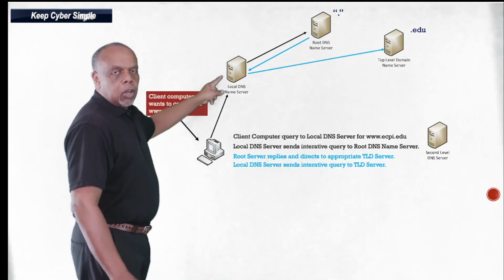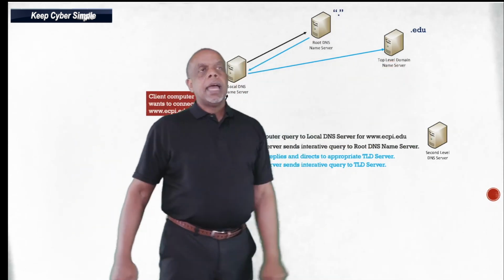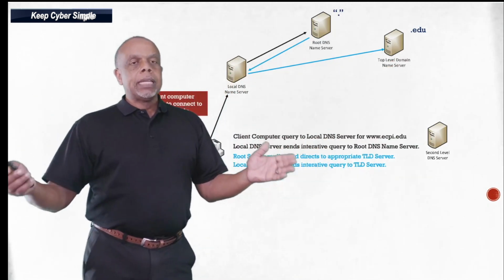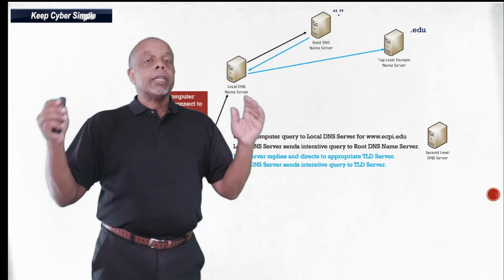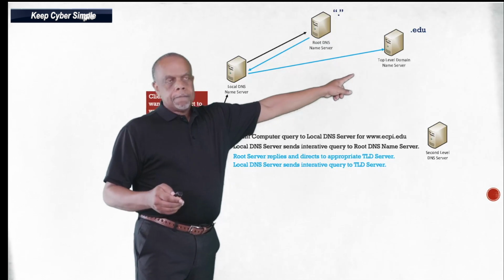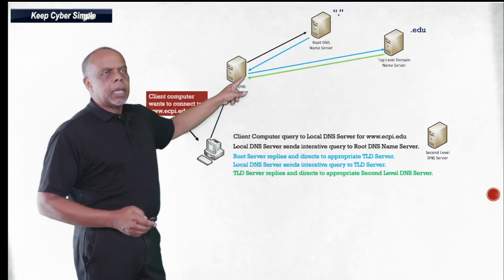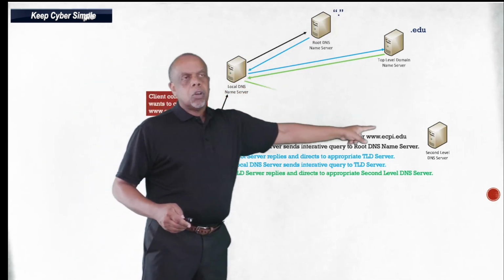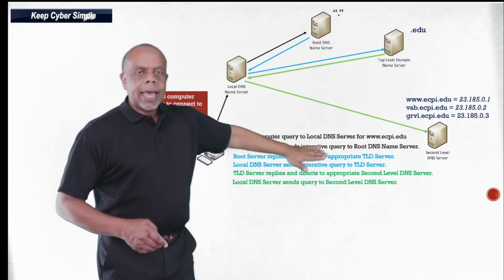So it says, okay, go look here. Now that guy goes over here and asks the top level domain servers. I know I'm on the .edu, and I'm looking for ECPI. This server goes, okay, well, I think I know. It replies back and says, what I do know is how to get you to the second level domain name for ECPI. And that's the second level.